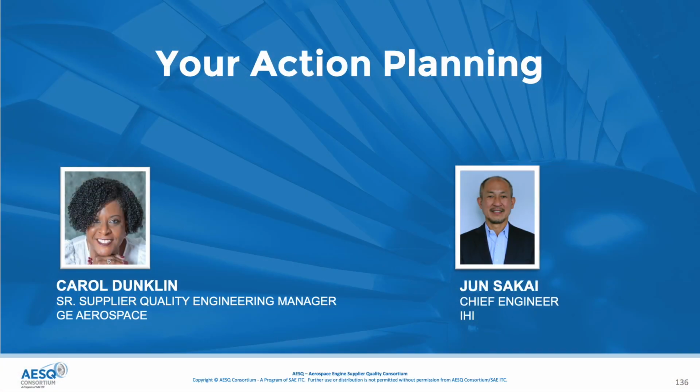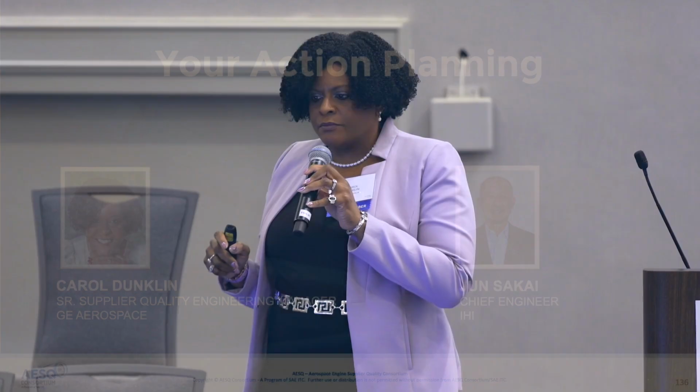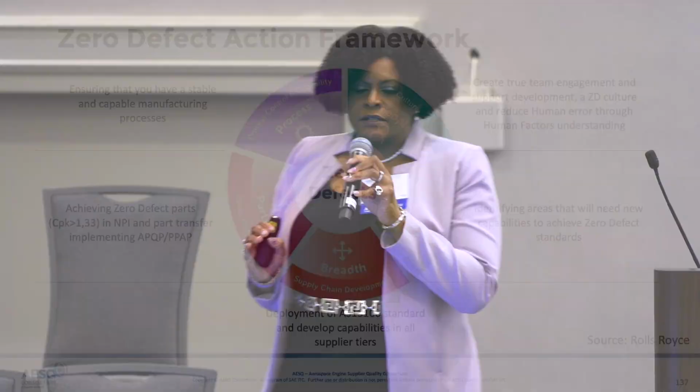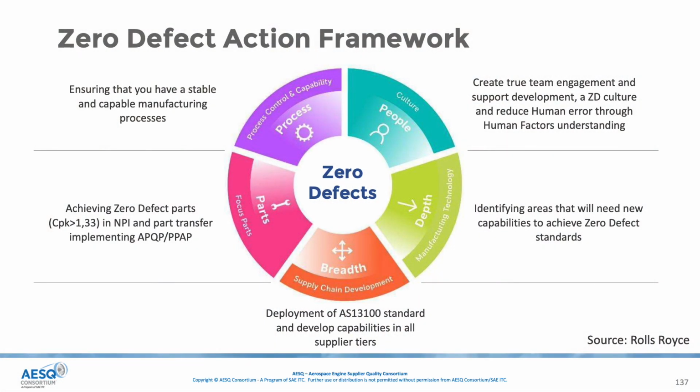We are going to go over your zero defect action framework. The next section is going to talk about what you're going to take back home with you to your companies. There are 5 areas on this wheel. You have process, which is process control and capability. This ensures that you have a stable and capable manufacturing process.